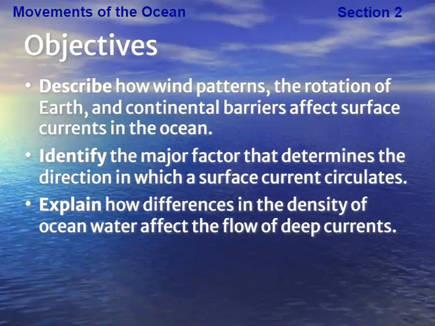So it's important to recognize our surface currents are mostly directed by winds and Coriolis and the continents and their arrangement, whereas our deep ocean currents are really developed based on differences in salinity.